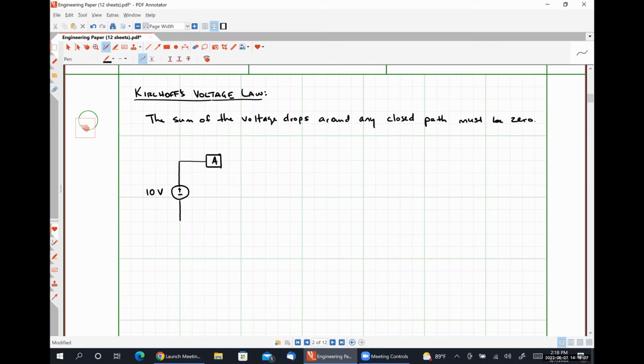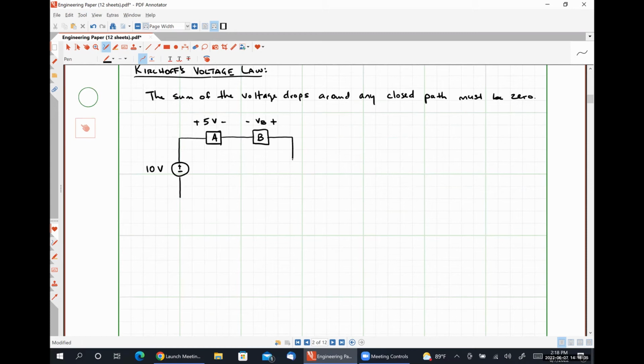And then some element A over which we have measured a 5-volt drop, having this polarity, positive polarity on the left. And then we have some element B where we are going to determine what the voltage drop over element B is with the positive polarity on the right. And then we also have a 3-volt source like so, positive polarity on bottom.